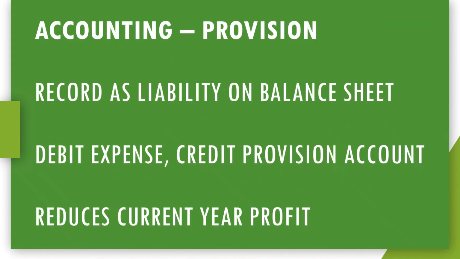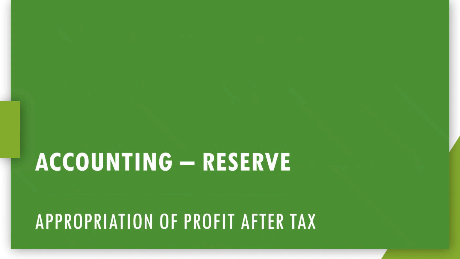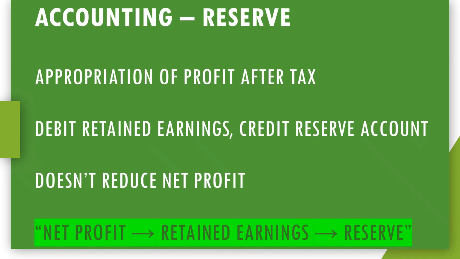When you record a provision, it shows up as a liability and reduces current profits. For example, a bad debt provision is an expense that ensures profits are not overstated. Reserves are allocations of retained earnings. They don't affect the reported profit but show how much profit the company has strategically set aside.